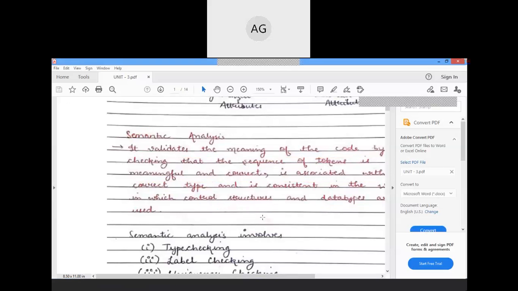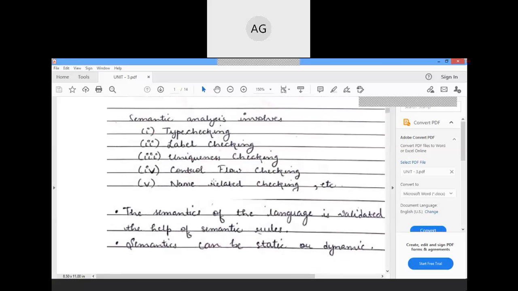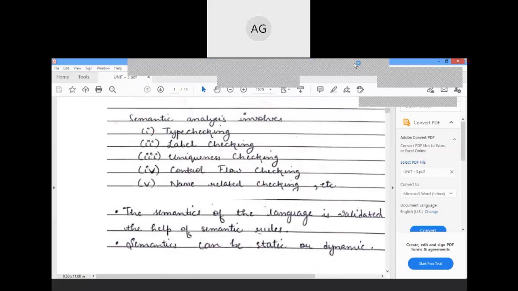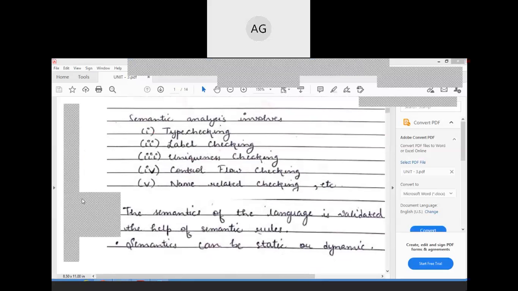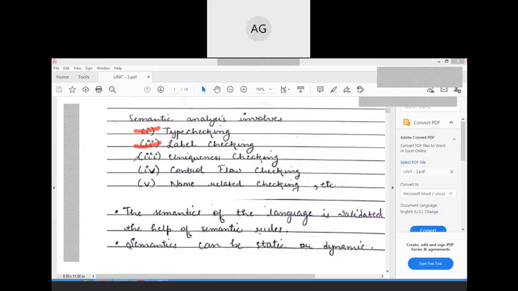Now moving further, these are the functions or the roles of semantic analysis. Semantic analysis involves type checking, then label checking, then uniqueness checking, then control flow checking, and name related checking, etc. So these are some of the roles or functions which are performed in semantic analysis.